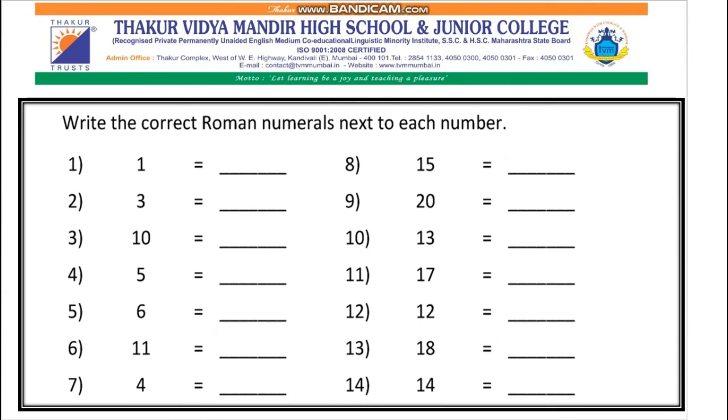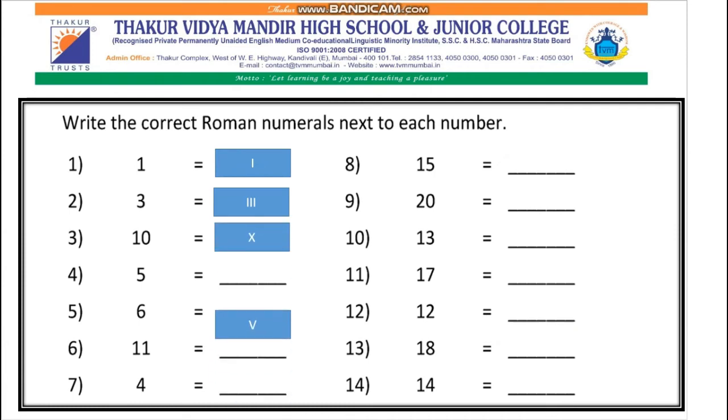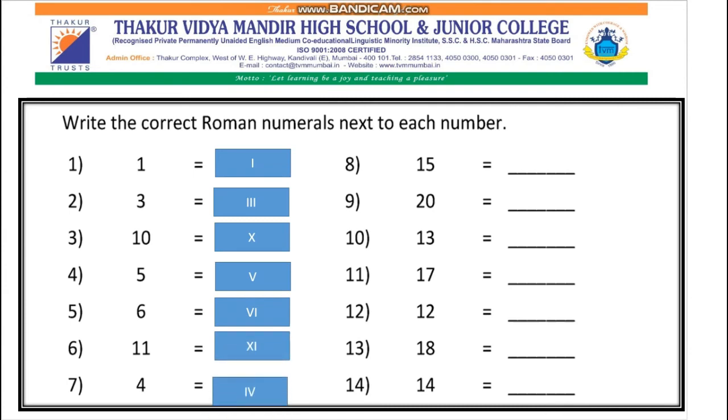Okay. You just have to remember all the rules. And you have already done this. Now check your answer, those who have finished. Your 1 is symbol I. 3 is 3 times I. 10 is X. 5 is V. 6 is VI. 11 is XI. 4 is IV.